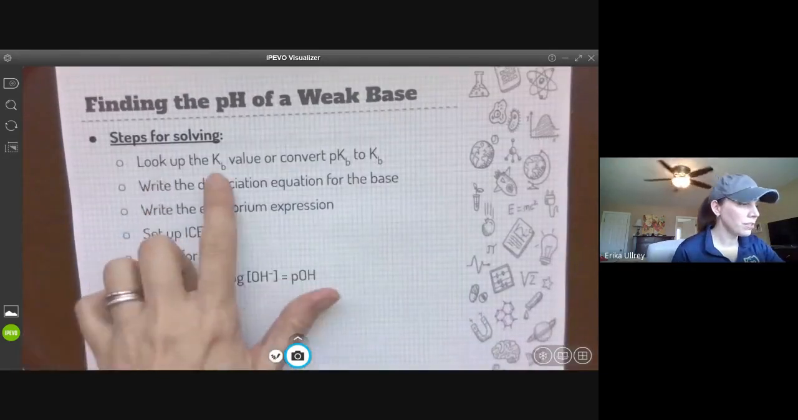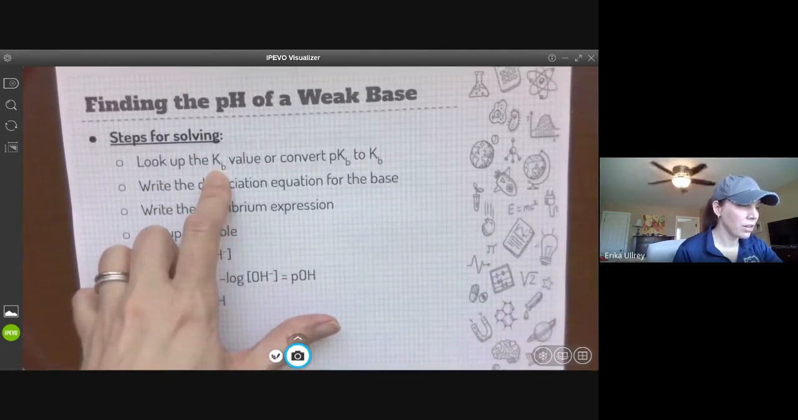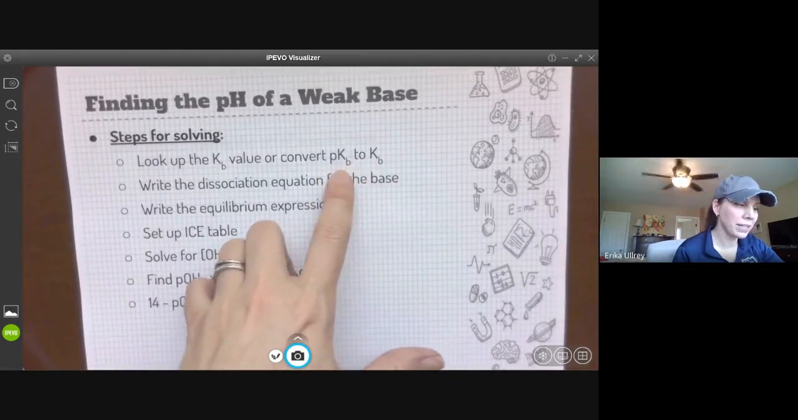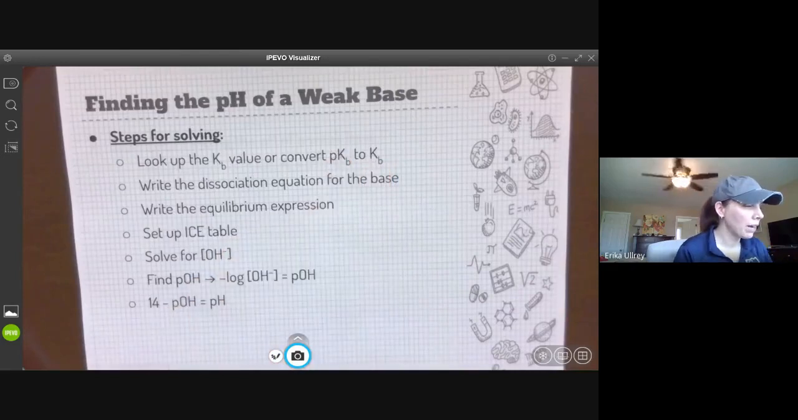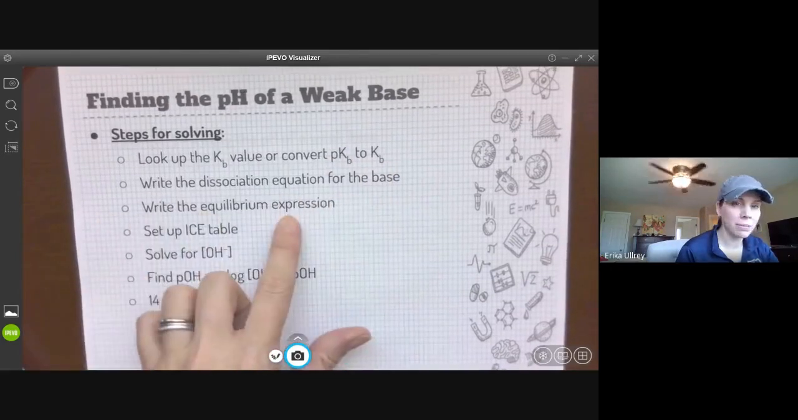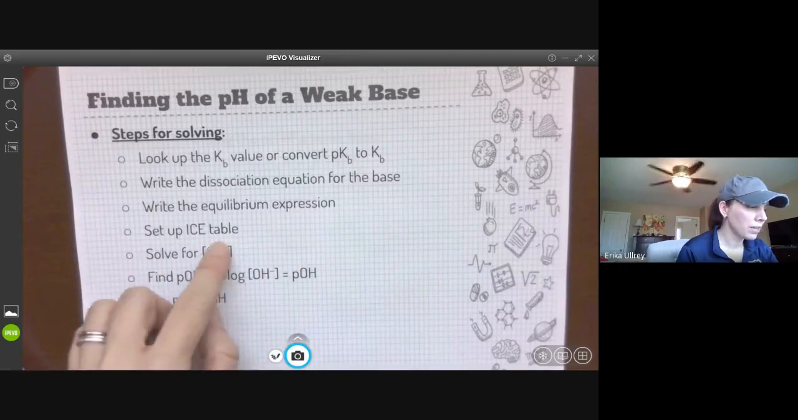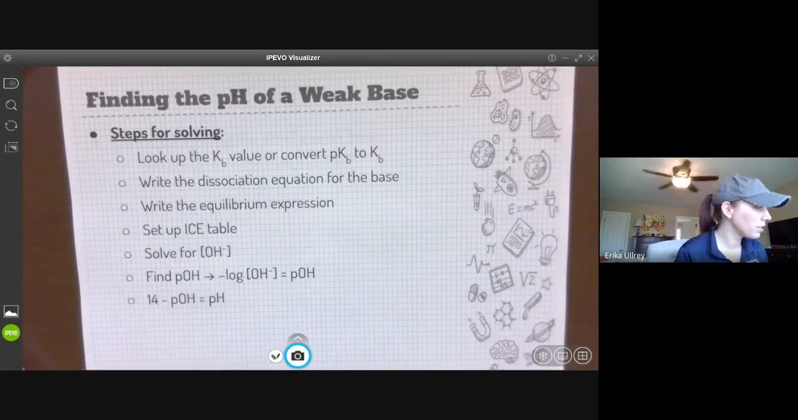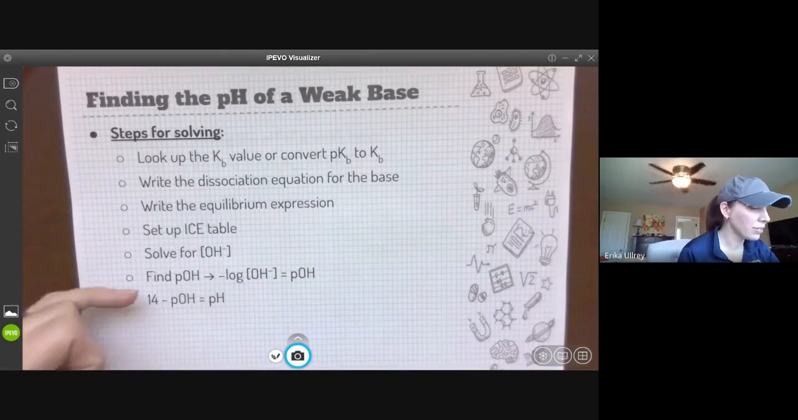So the first thing you need to do is look up the Kb value, or convert pKb to Kb. We're going to write the dissociation equation for the base. We're going to write the equilibrium expression. We're going to set up an ICE table. We'll solve for our concentration of OH minus. And then we're going to do all those steps we just did with the strong bases.